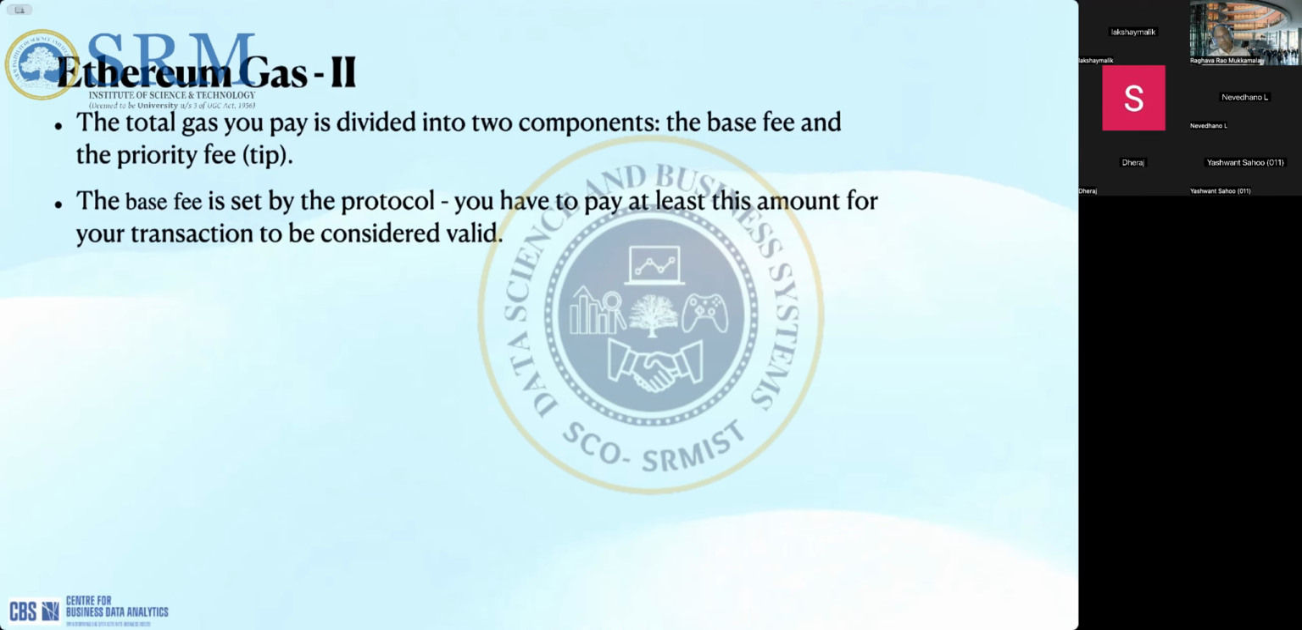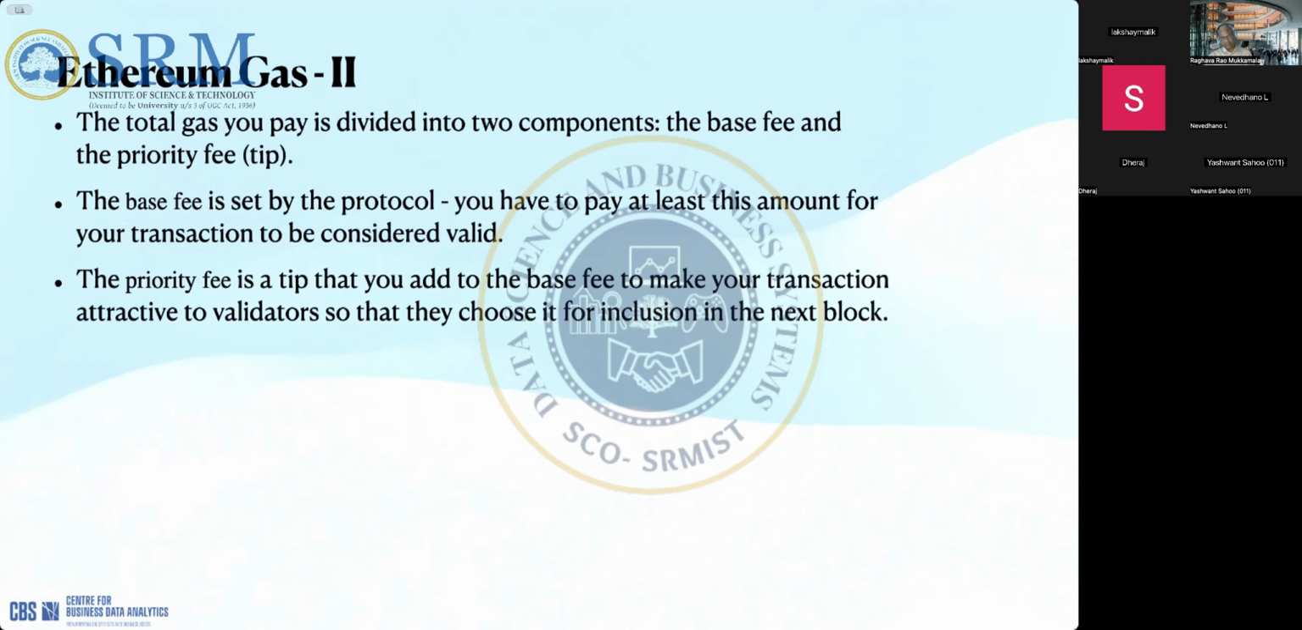Similar to that, in Ethereum also, there is a mechanism which calculates the base fee. So the base fee is calculated by the protocol. It tells you that you need to pay at least this much for your transaction to be considered valid. So this is like the bare minimum fee for the computation unit.